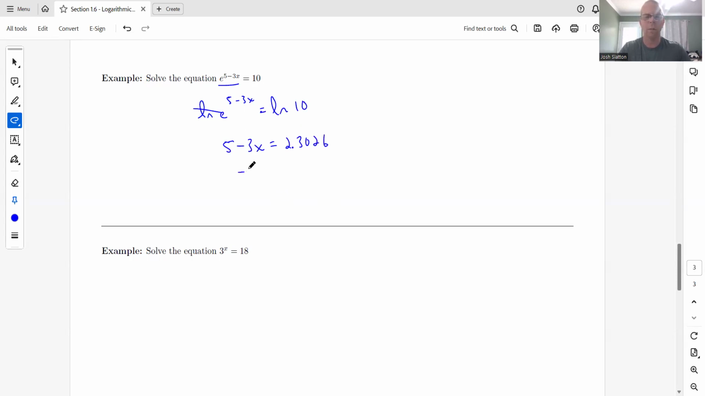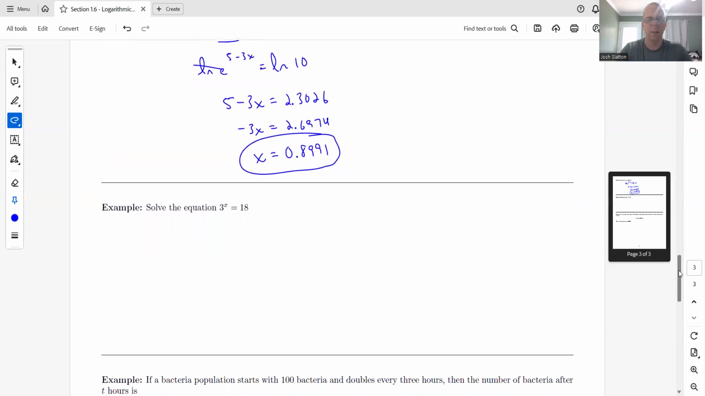And now it's just a simple linear equation. I mean, the numbers are not great, but it's easily doable. Subtract 5 from both sides, we get 2.6974, and then we'll divide by negative 3, and we get 0.8991. All right, so most of these, this is going to be the way it goes. Isolate the exponential part, log both sides, whichever log is most convenient, and then you have a pretty simple equation to solve.